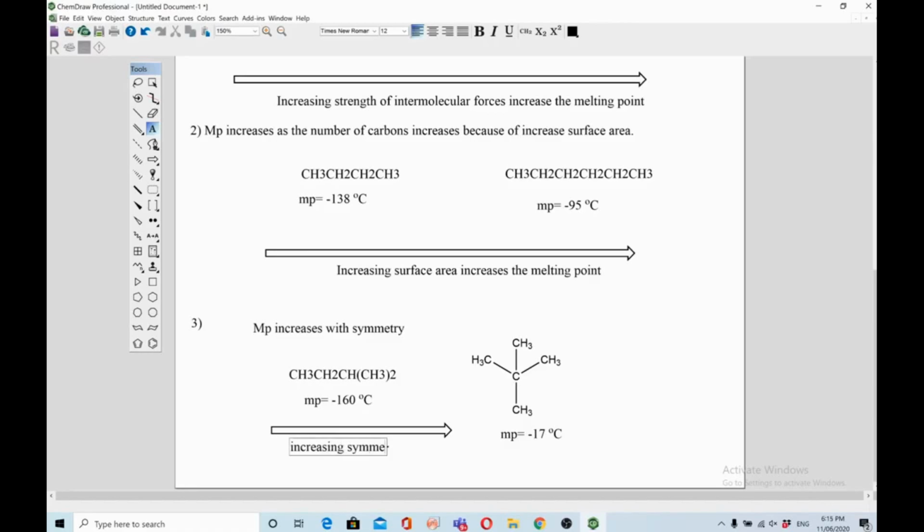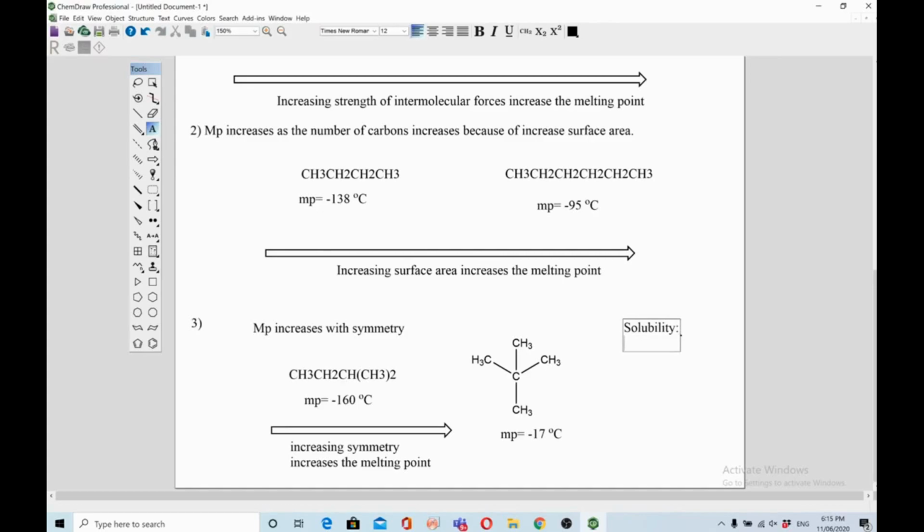Okay, increasing symmetry increases the melting point. So these were the 3 concepts which I was going to discuss with you, and then the last point is about the solubility of alkanes. Alkanes are non-polar compounds. As you can see from their structure, they do not have any polar groups.